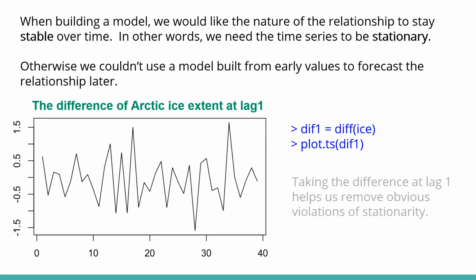That was why I said taking the difference at lag 1 helps us to remove obvious violation of stationarity. We've done that before, right? So that is the essence of differencing. If a time series data has a violation of stationarity, then there is no problem. What we are going to do is difference. When we take the differencing, then everything is going to be fine.